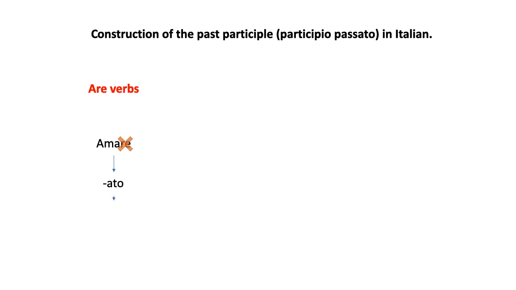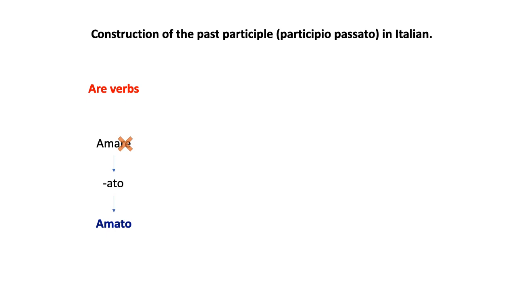So what is the past participle of amare? Amato, right? I got rid of the A, the R, and the E, and I added ato, amato. Amare, amato. What's the past participle of suonare? Suonato. What's the past participle of cantare? Cantato.